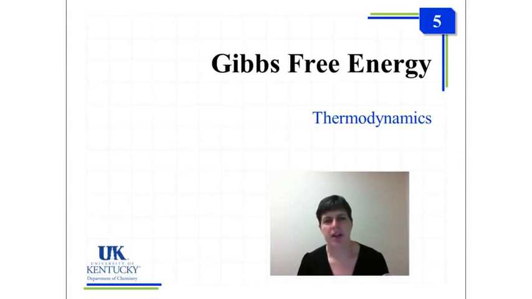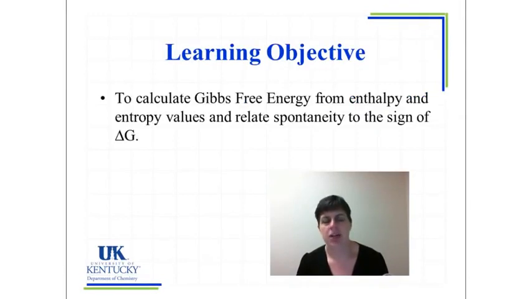Another thermodynamic value we look at is Gibbs free energy. The objective of this unit is to learn how to use the enthalpy of a system and the entropy of a system to calculate the Gibbs free energy and determine the spontaneity with respect to delta G.